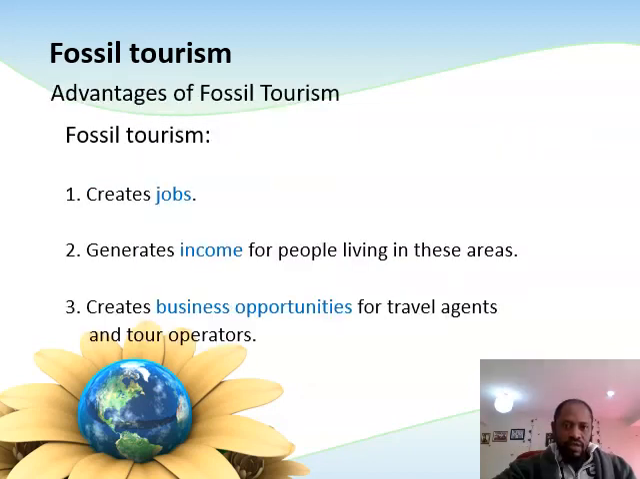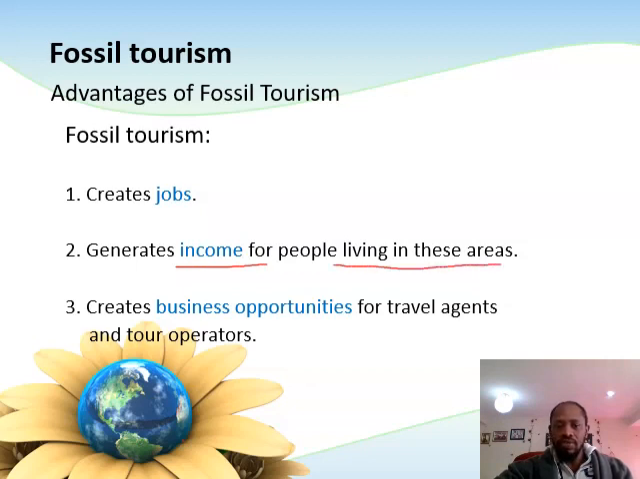The advantages of fossil tourism. Fossil tourism creates jobs, okay, because there are workers who will be there to manage the tourists and actually guide them to the best sites or the best fossils, or explain what these fossils are, give some background information of their discoveries and what they stand for. So there's job creation available in that industry, and it generates income for the people living in the area.